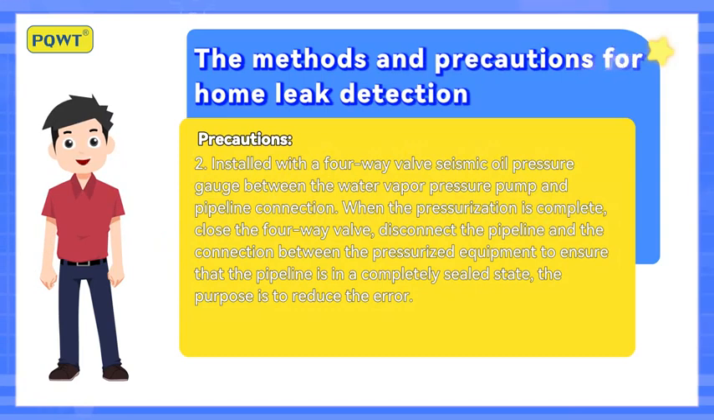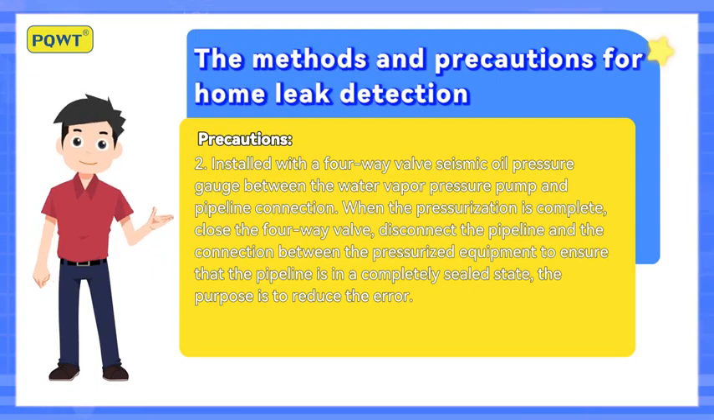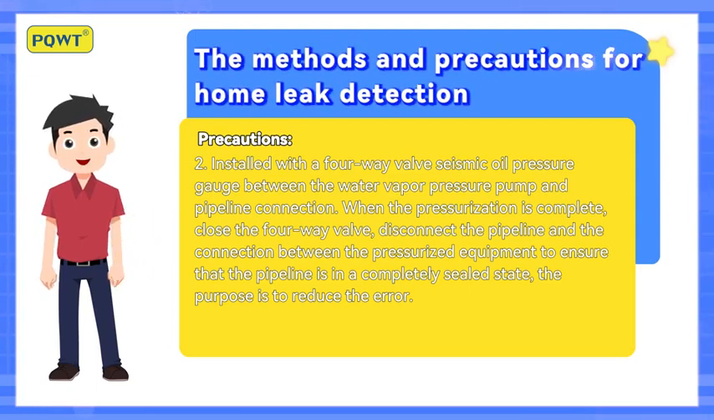2. Install a 4-way valve and a seismic oil pressure gauge between the water and gas pressure pump and the pipeline connection. When the pressurization is complete, close the 4-way valve. Disconnect the pipeline from the pressurizing equipment to ensure that the pipeline is in a completely sealed state. The purpose is to reduce the error.